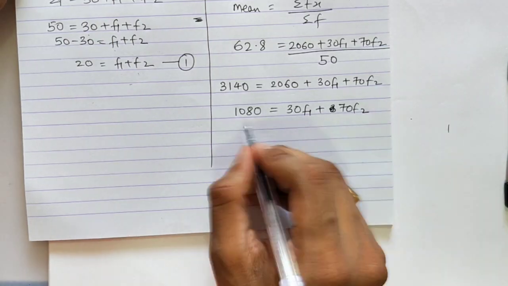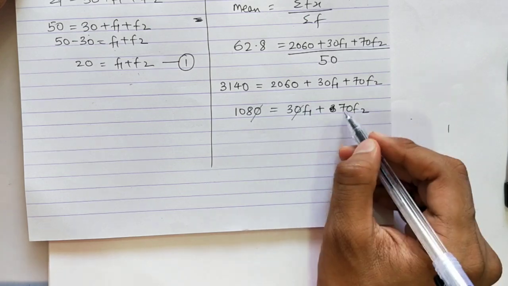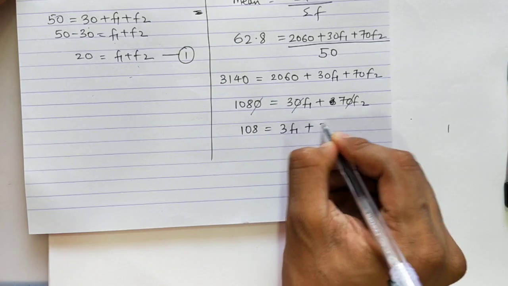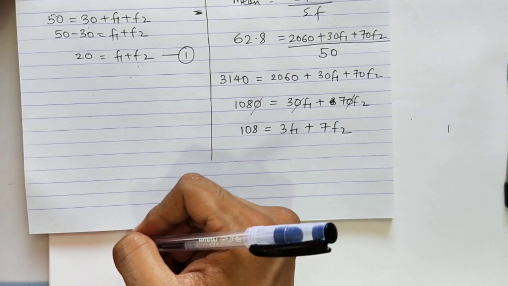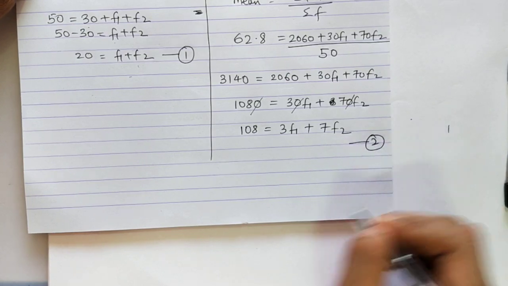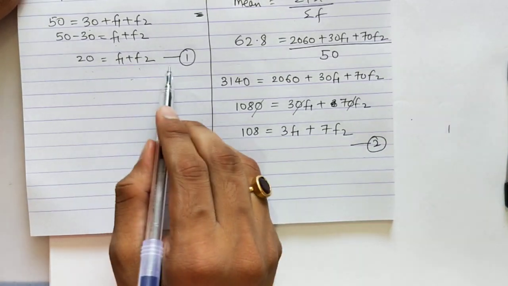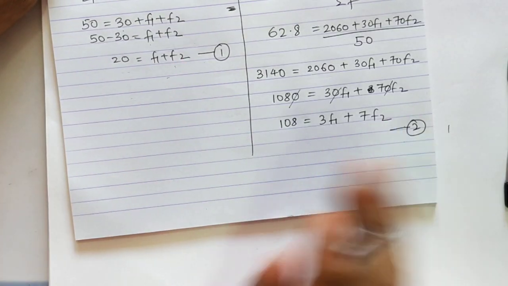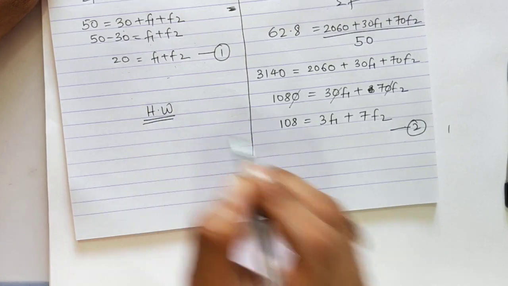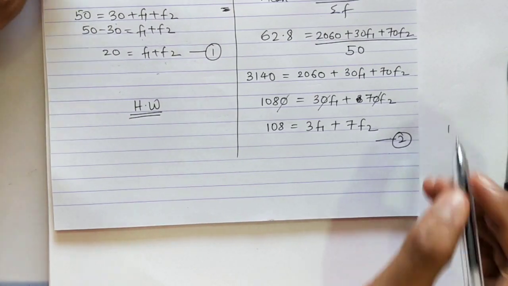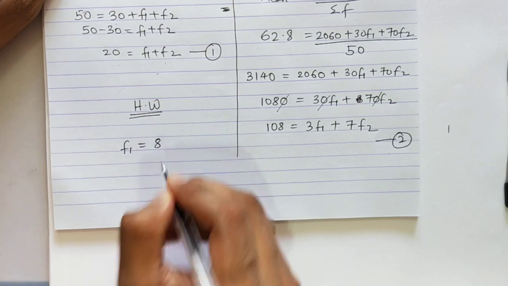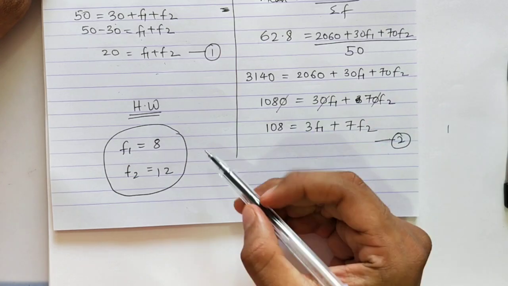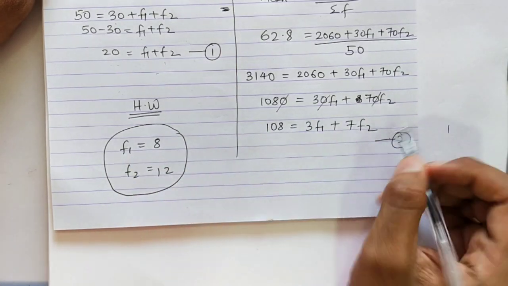Let's divide this by 10, so the zeros will get cancelled. You will get 108 equals 3f1 plus 7f2. This is my second equation. Now I have the first equation and the second equation. Now we have to solve them simultaneously. That part I am leaving to you. Solve it simultaneously yourself for homework. You will get f1 as 8 and f2 as 12. I have checked the answer at the back. The answer is f1 is 8, f2 is 12.